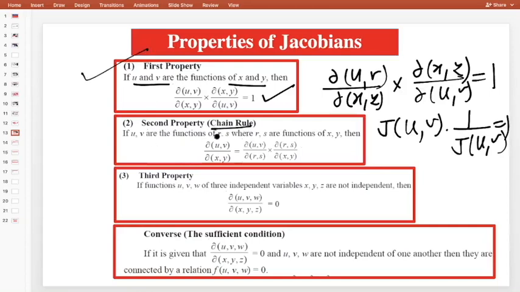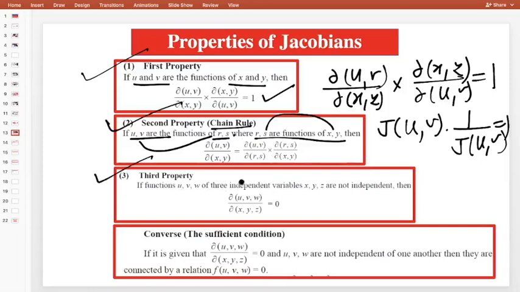Second property is called the chain rule. Let's suppose u, v are functions of r, s, and r, s are functions of x, y. If they ask to find the Jacobian of u, v with respect to x, y, see, u, v are given as functions of r and s, but they are asking u, v with respect to x, y. So we can use the chain rule. First u, v with respect to r, s and then r, s with respect to x, y. In this way we can reach. So the Jacobian of u, v with respect to x, y is the Jacobian of u, v with respect to r, s times r, s with respect to x, y. So this is called the chain rule.